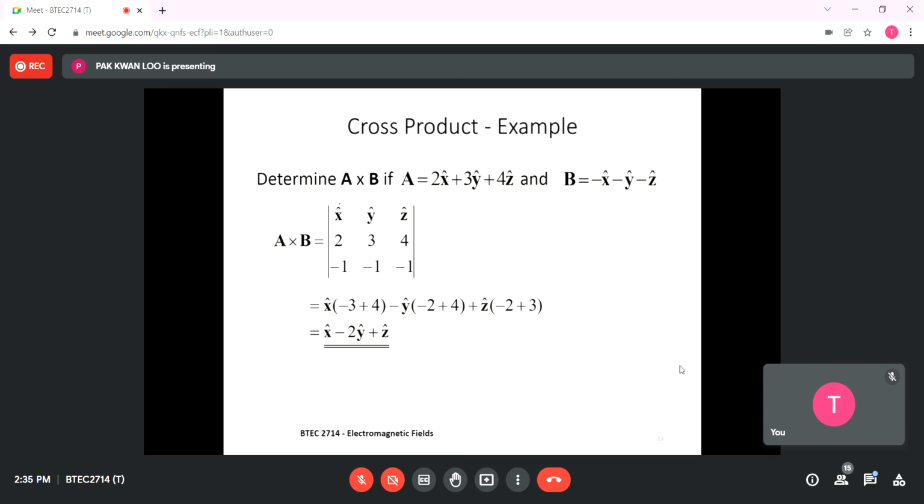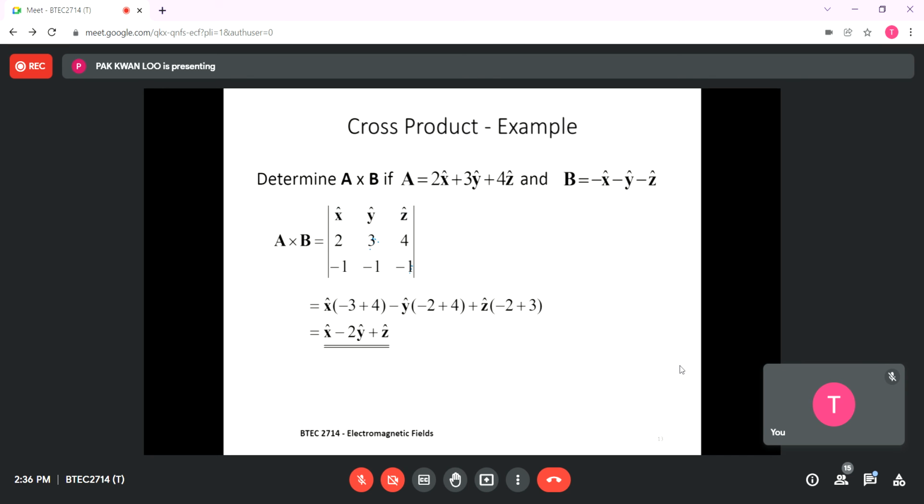First we are going to cover this and cover this. So 3 multiply -1 is -3 minus, this term multiplied by this. 3 multiply -1 minus 4 multiply -1. So it is -3 plus 4.